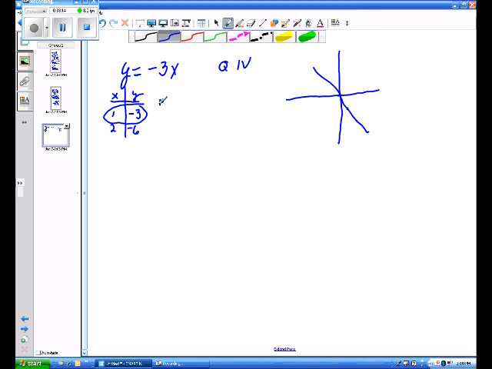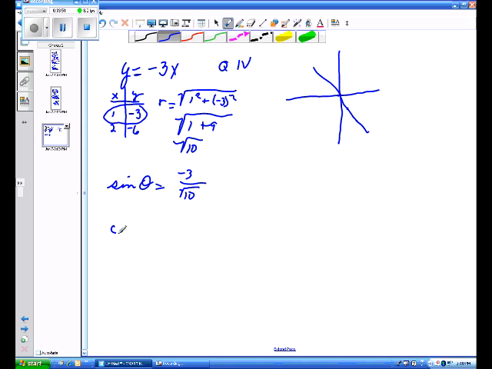Then to find my r, r is equal to the square root of x squared plus y squared. So that's the square root of 1 plus 9, the square root of 10. Now I know x, I know y, and I know r. So I can find my functions. So the sine of theta is y over r. And right now I'm not going to rationalize these. Again, that's kind of up to the textbook that you're using and what your instructor wants you to do. The cosine of theta would be x over r.